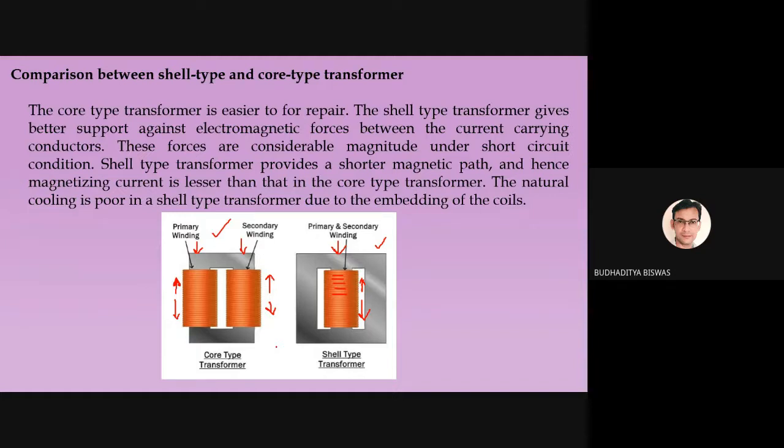Because in the case of a shell type transformer, the heat is generated inside the core, and in the case of a core type transformer, the heat is generated at the surface of the core. So which heat is easy to dissipate? Obviously the heat which is generated at the surface.